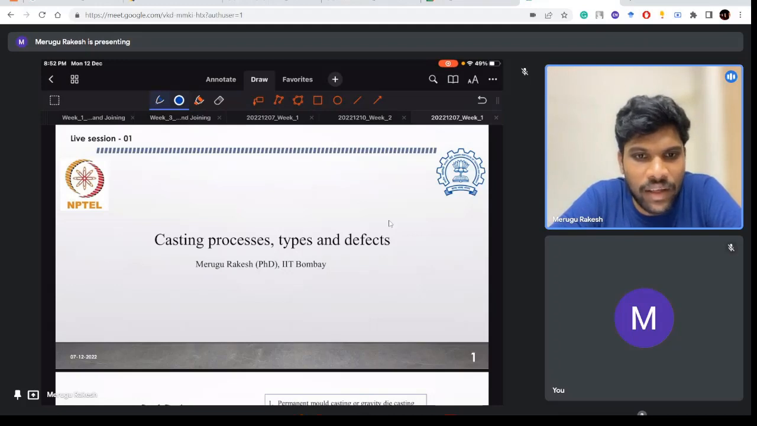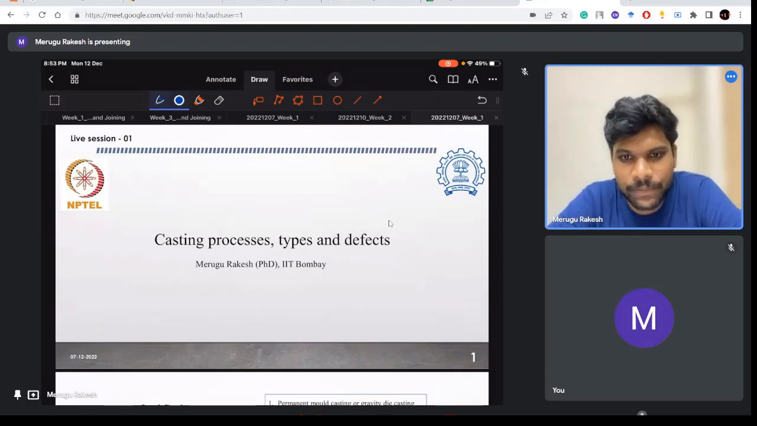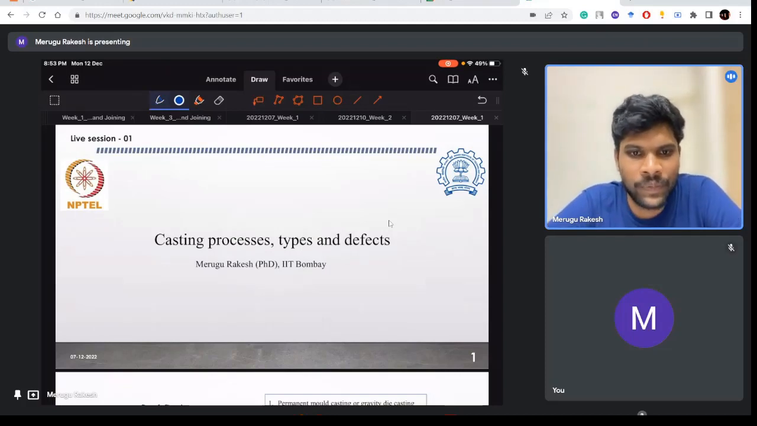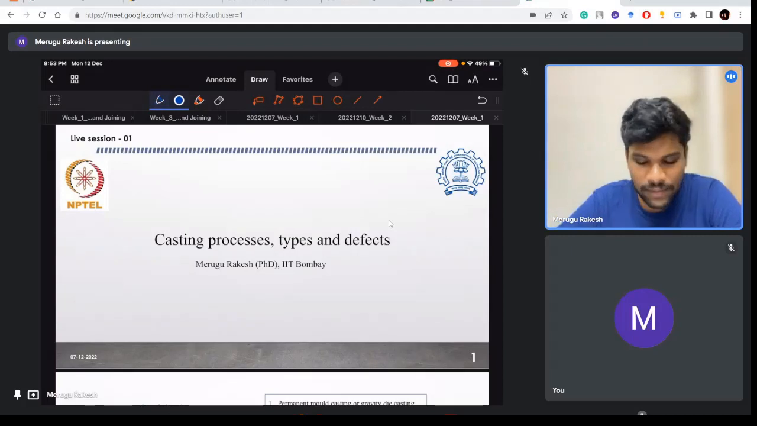The main takeaway will be you should get an understanding of the casting process as well as the defects. So when there is a question mentioning any type of process, you should get into mind the complete picture of its working principle and the applications and everything. Without any further ado, let us continue the class.